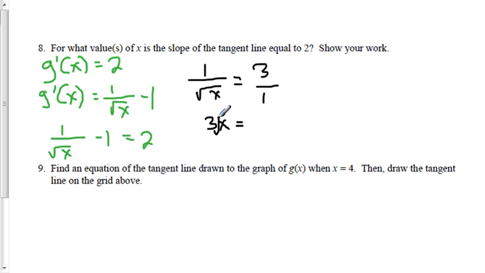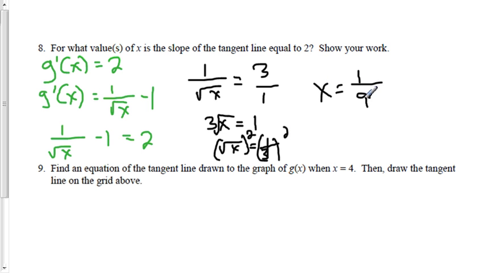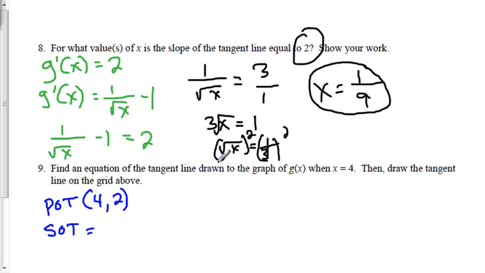So means extremes cross product property. Oops, that's 3 times square root of x equals 1. Divide both sides by 3, we get square root of x equals 1/3. Let's square both sides, and x equals 1/9. So that is a spot on the graph where the slope of the tangent line is equal to 2.